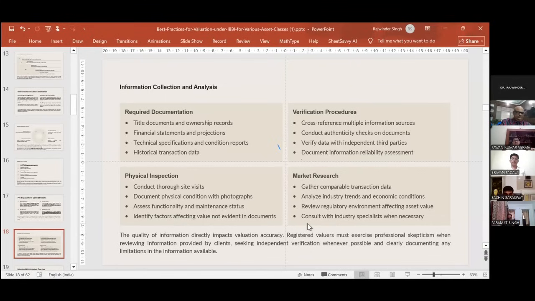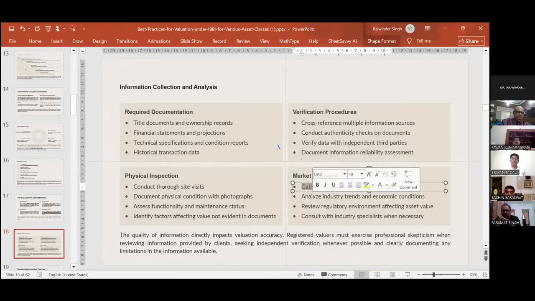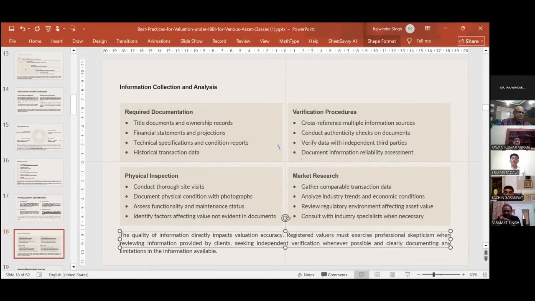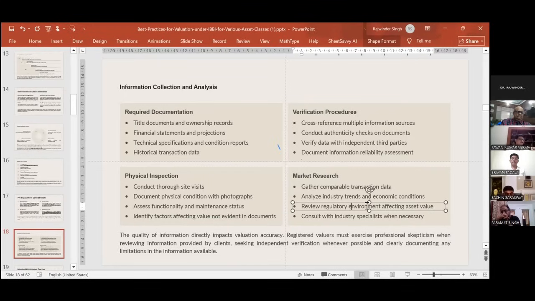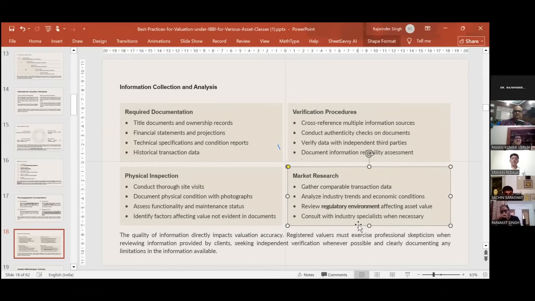and review the regulatory environment affecting asset value. Consult with industry specialists wherever necessary. So these are the things which you have to get from the market. Means comparable transaction data. Then you have to analyze industry trends at the present time, and what the economic conditions are, local as well as national. Then you have to review the regulatory environment that might affect the asset values, and then you may have to consult with the industry specialist when it is necessary.